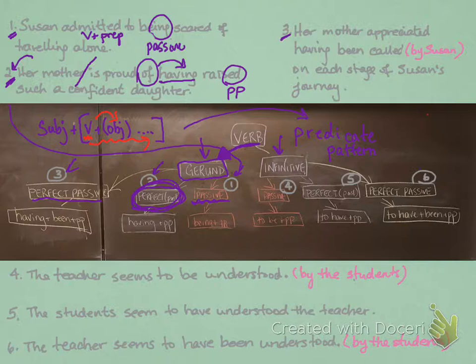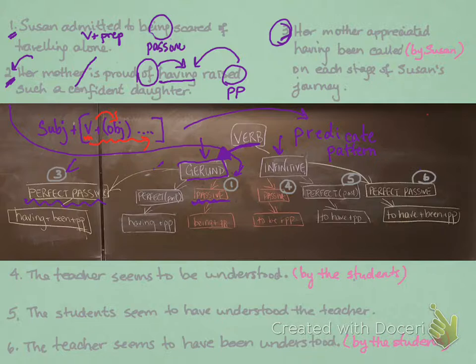So that's why having is there, and the PP is there, because this is perfect. Okay. Our last example has to do with the very last one on our column here, and that's the perfect passive right there. So number 3 up here: her mother appreciated having been called on each stage of Susan's journey.